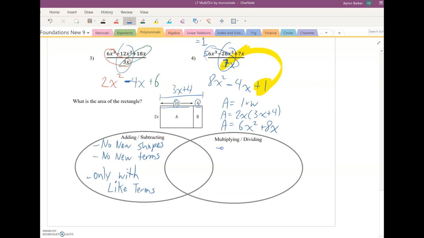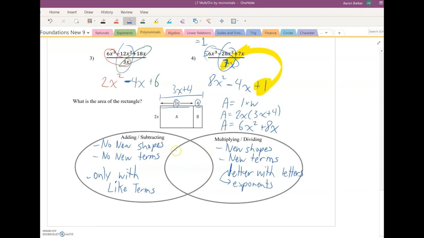Whereas with multiplying and dividing, you get new shapes. And because you get new shapes, you get new terms forming. So we had squares forming. Now with multiplying and dividing, you go variable with variable, or letters with letters. So you multiply letters with letters, and that changes your exponents. That's something a little bit different: you have to change your exponents, whereas with adding and subtracting, the exponents stay the same.